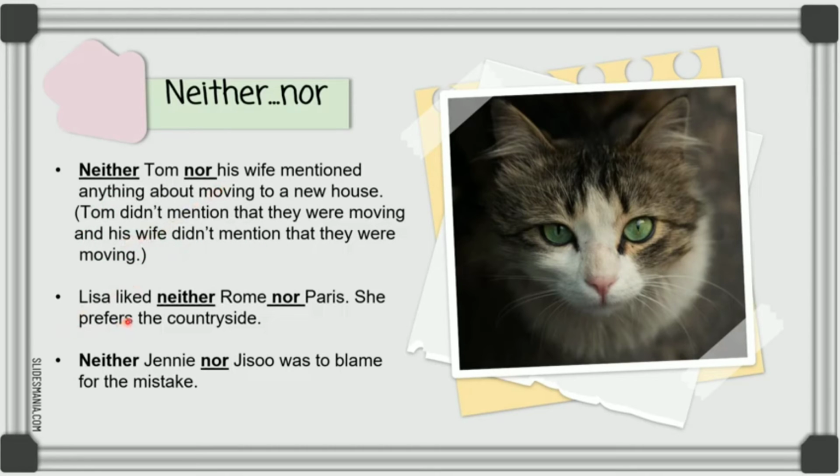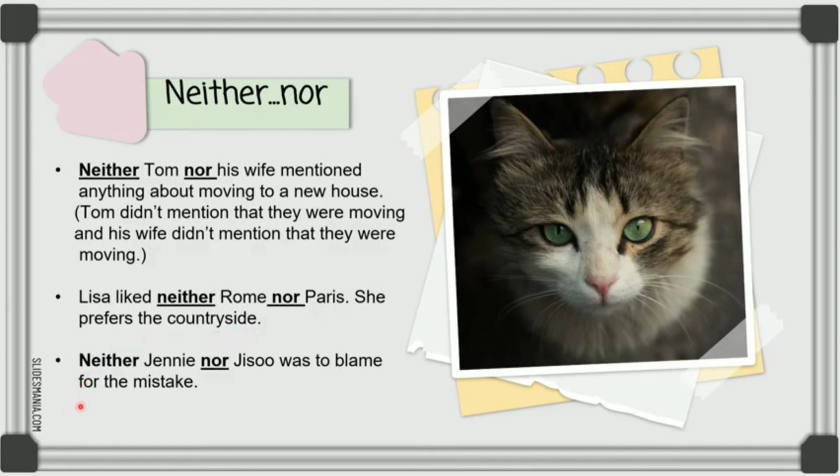Next, Lisa liked neither Rome nor Paris. She prefers the countryside. So Lisa here, she prefers the countryside. She didn't like Rome and Paris. So we must use neither nor.